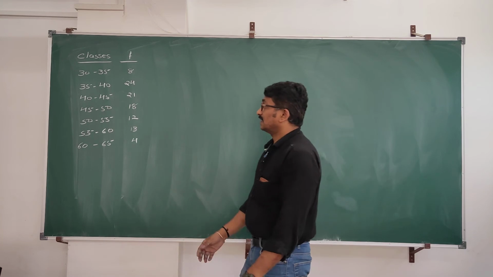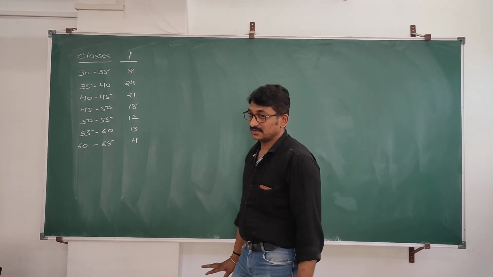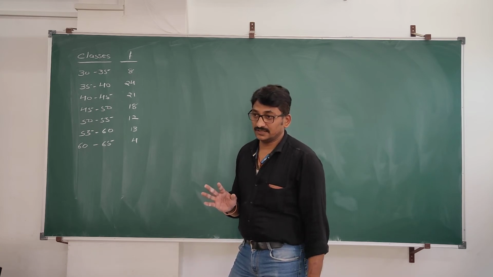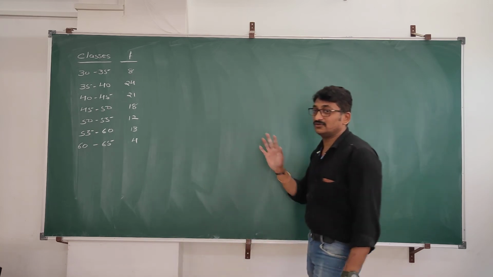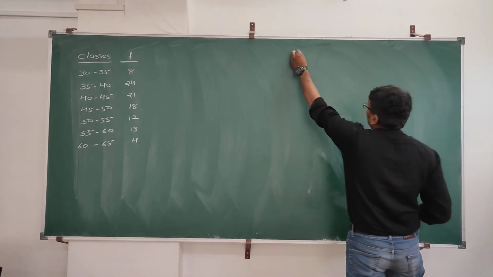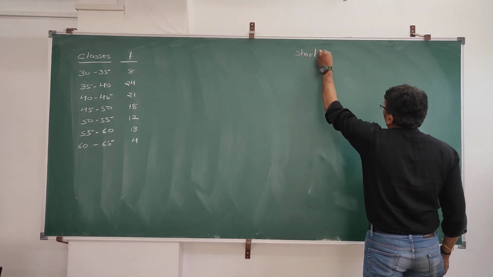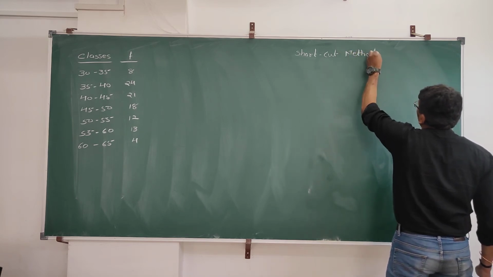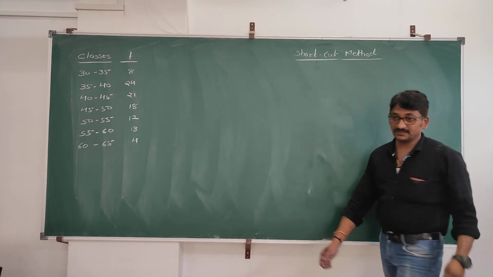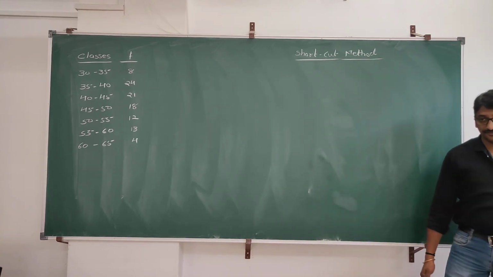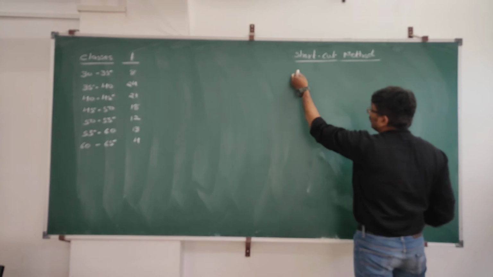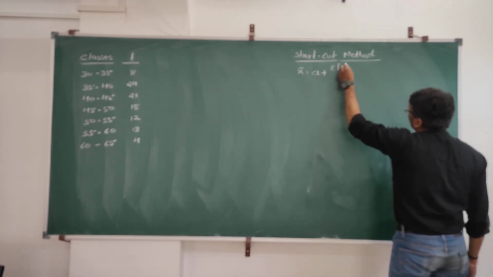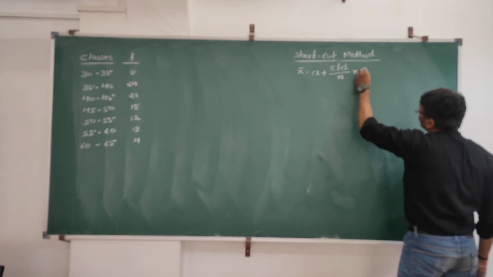Now this is a continuous series and it is the exclusive method also, right? But we have to use only the shortcut method. So write down the formula of the shortcut method first. This shortcut method is also known as the deviation method. The formula is again x bar is equal to A plus summation fd divided by N into C.